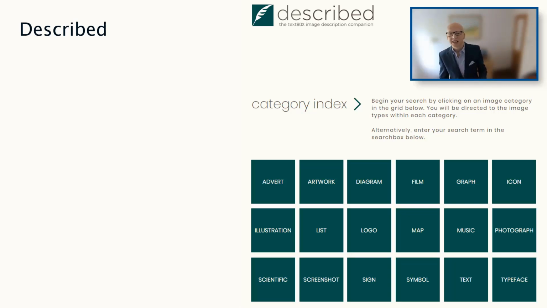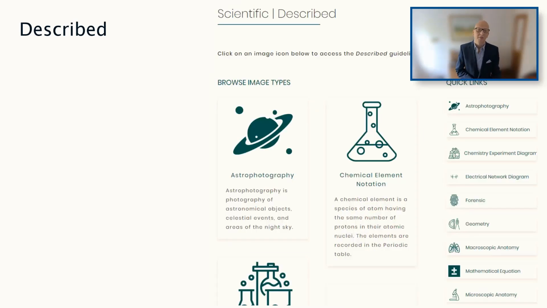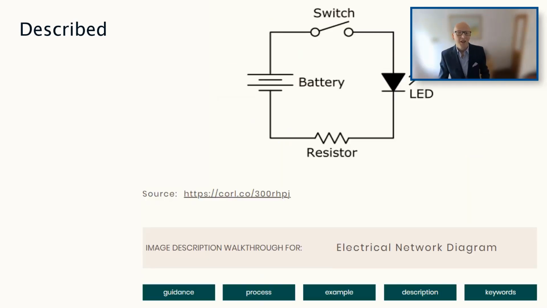On screen, I'm listing the types of image they cover. Examples include diagrams, graphs, maps, and scientific images such as circuit diagrams. I'm now showing a list from this scientific section. This includes astrophotography, chemical element notation, and other scientific image types. And when you select an image type, Described provides an overall set of guidance, a step-by-step process, and a worked example with a final complete description.